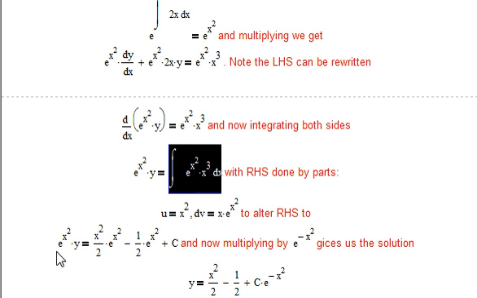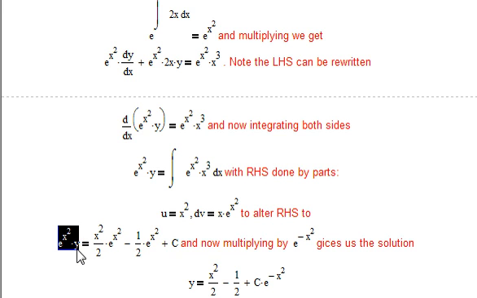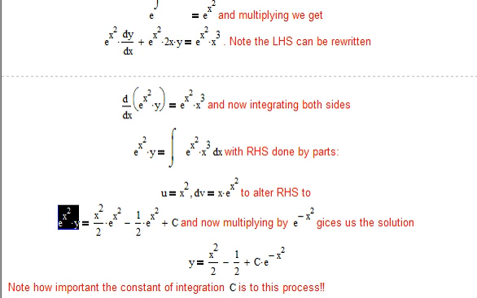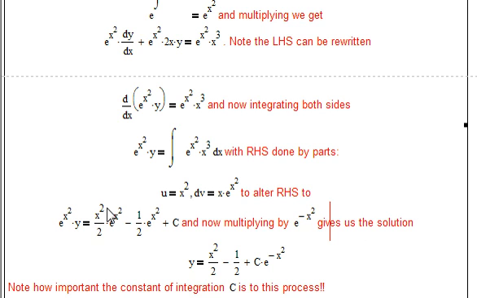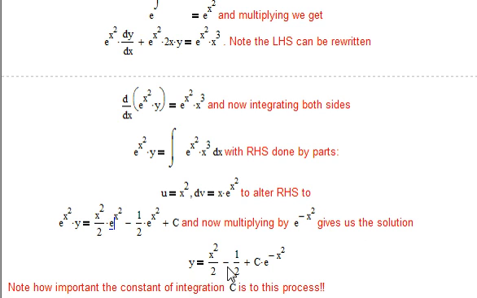So now we're almost done, because on the left side we have e to the x squared times y. So what do we want to do? I would say divide by e to the x squared, or you could say multiply by e to the negative x squared, which does the exact same thing. When you divide by e to the x squared, you get x squared over 2 minus 1/2 plus c times e to the negative x squared.